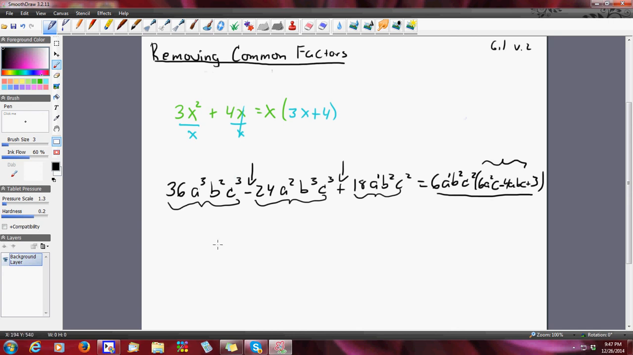There is one last thing I want to show you. If I had 2ab minus 4a squared b, my common factor is going to be 2ab. But because 2ab goes into 2ab one time, you still have to write that 1, minus 2a. And that's it. I hope you enjoyed this one.